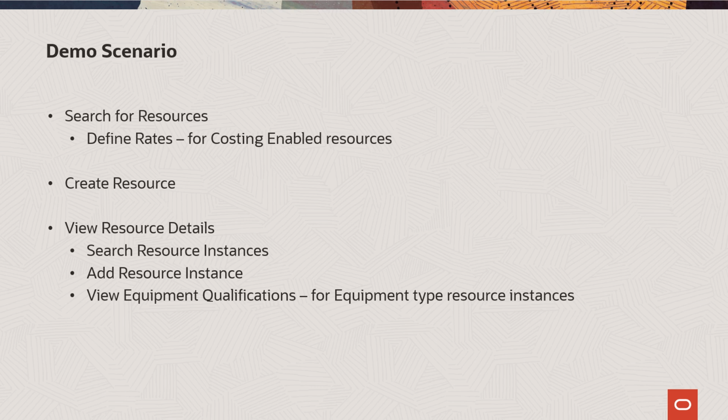This demo shows how you can search for resources and create a new resource. You can define rates for costing-enabled resources. Also, you can view the resource and its details, search resource instances, add resource instance, based on the resource type, if it's labor or equipment type. You can view the equipment qualifications for equipment type resource instances.